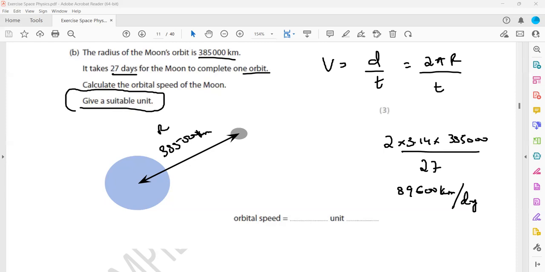So I will write all the values. It depends on what unit you represent. If it is in kilometer per day, then this will be the answer. It is 3,731 kilometer per hour. It is 62 kilometer per minute. It is 1.04 kilometer per second. That's if you round off to 3 significant figures, so 1.04 kilometer per second.